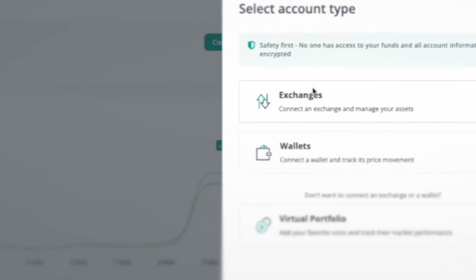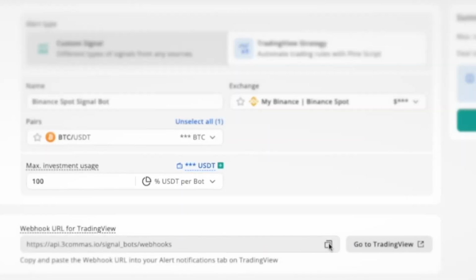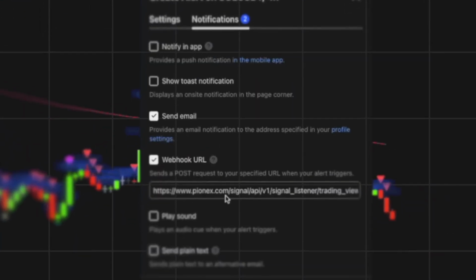Head over to my portfolio and connect your crypto exchange or wallet. Once the account is connected, go to Signal Bot and select the TradingView strategy. Copy this webhook URL, return to TradingView, create an alert for your strategy, and paste the copied link here.